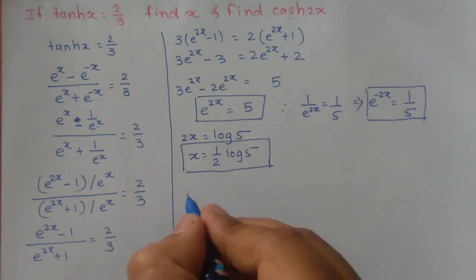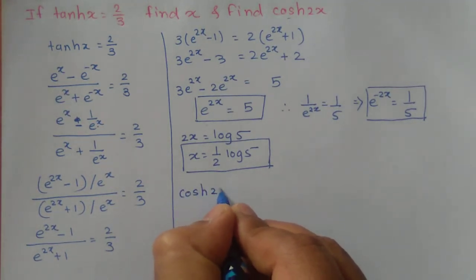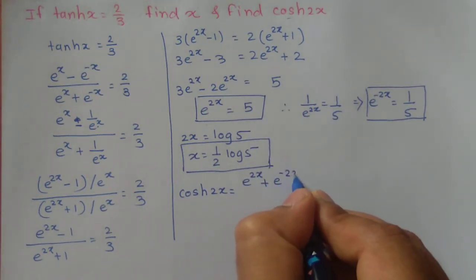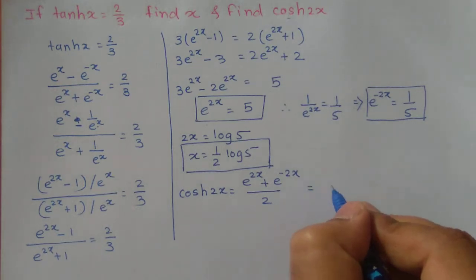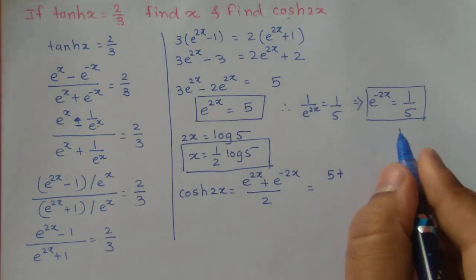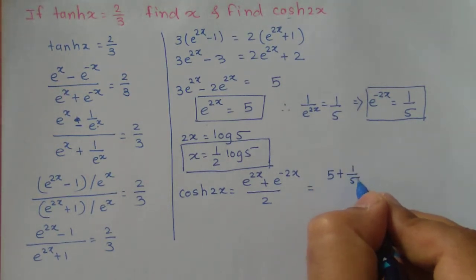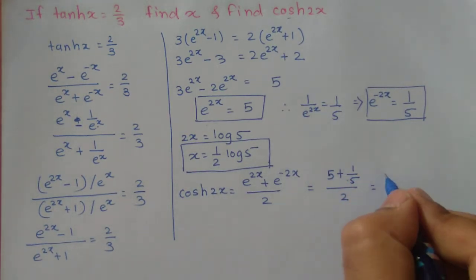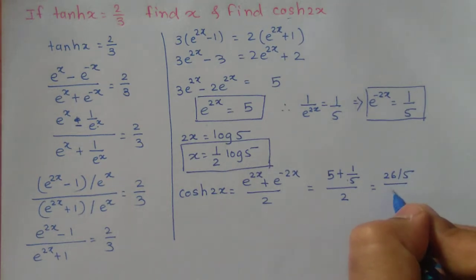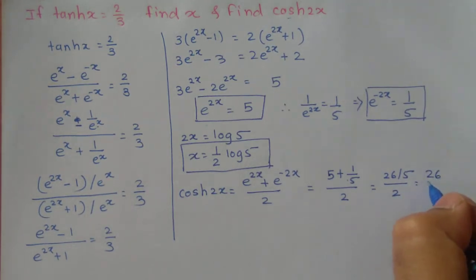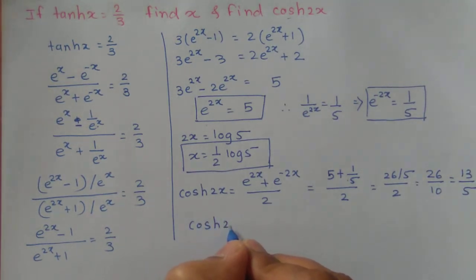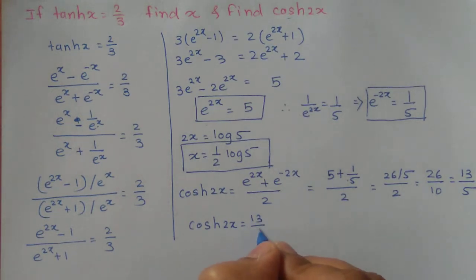Therefore hyperbolic cos 2x is equal to (e raised to 2x plus e raised to minus 2x) upon 2. What is the value of e raised to 2x? 5. What is the value of e raised to minus 2x? 1 by 5, whole divided by 2. 5 fives are 25, 25 plus 1, that is (26 by 5) whole divided by 2. So this is 26 by 10, or after simplification we get 13 by 5. So hence the value of hyperbolic cos 2x is equal to 13 by 5.